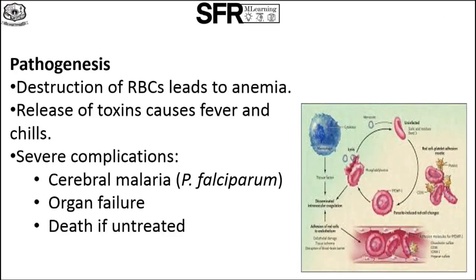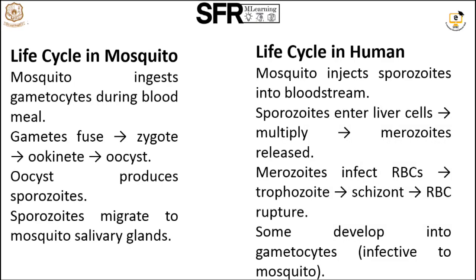Life cycle in mosquito. When a mosquito feeds on an infected human, it ingests gametocytes along with blood. Inside the mosquito's gut, gametocytes develop into male and female gametes that fuse to form a zygote. The zygote develops into an ookinete, which forms an oocyst in the mosquito gut wall. The oocyst produces sporozoites that migrate to the salivary glands, ready to infect another human host.